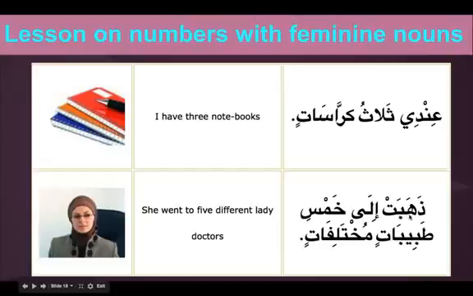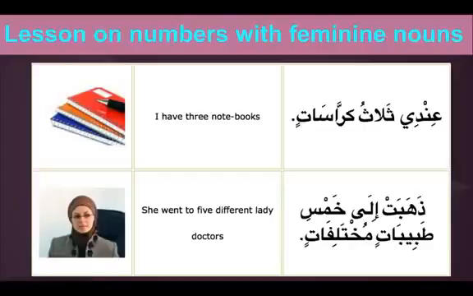ذهبت, same again. ذهب is a verb. تاوتانيسي. It's a feminine فعل. إلى, she went. إلى خمسي. See, harf jar, ism majrur is خمسي. So خمسو will become خمسي. وهو مضاف. And طبيبات, 5 doctors. So what is مختلفات here? So look at these two nouns. They are matching in all aspects. So how do we describe? So we say she went to 5 different doctors or lady doctors. tabibatin. So this is how the numbers are used.